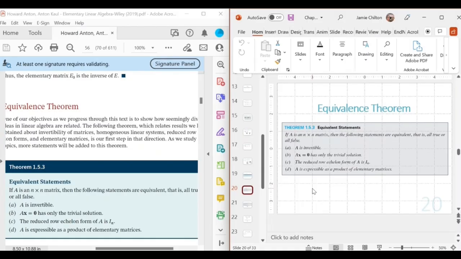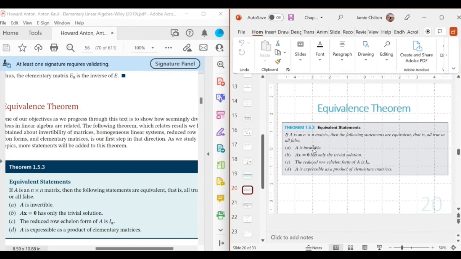So theorem 1.5.3. This is an equivalent statement. That means that the following statements are equivalent. That is, all are true or all are false. So this is a pretty handy theorem. That means you only need to pick out one of the statements that is useful to you, because if you can prove that one statement, then you know the rest will also be true or false, depending on which one you have picked.